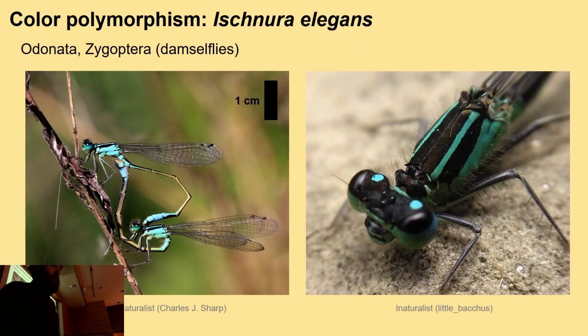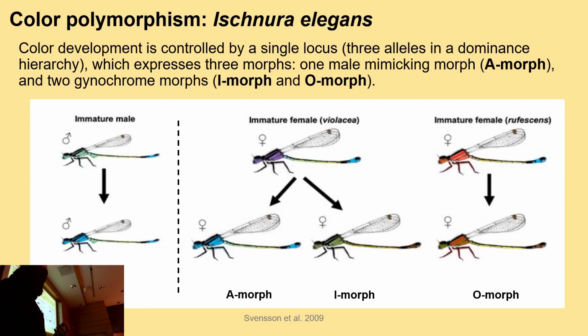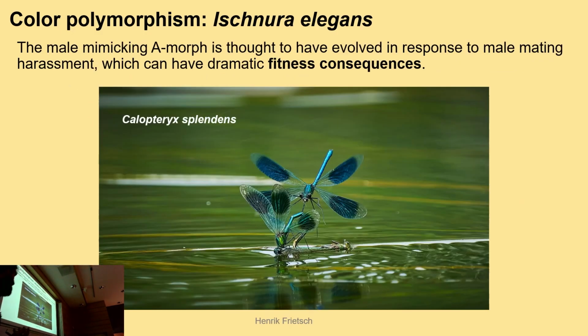So in Eric's lab, we use the Ischnura elegans system, which is a trimorphic, female-limited color polymorphism. So there are three female morphs, and it's controlled by a single locus, so three alleles in a dominance hierarchy, and the males are monomorphic. This is a male mimicking morph, the A morph, and then two gynochrome morphs, so the female-like morphs, I and O morph. And it's thought that this male mimicking morph has evolved in response to male mating harassment, which can have fitness consequences.